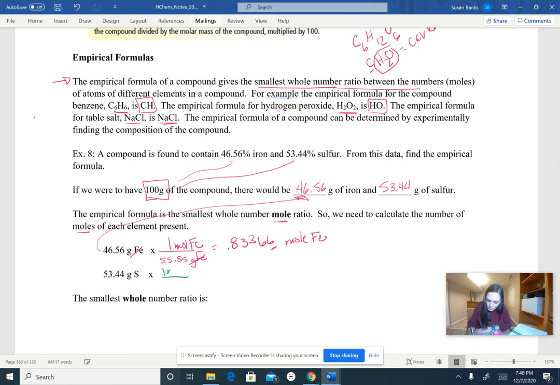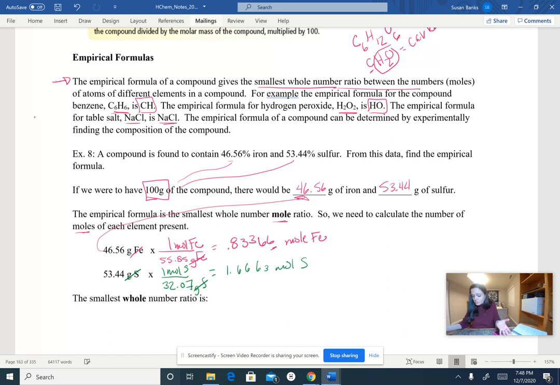So in 1 mole of sulfur, I have 32.07 grams of sulfur. Notice my grams of sulfur cancel and I'm into moles, which is what I want. So I'm going to take 53.44 and divide it by 32.07. And I get 1.6663 moles of sulfur.